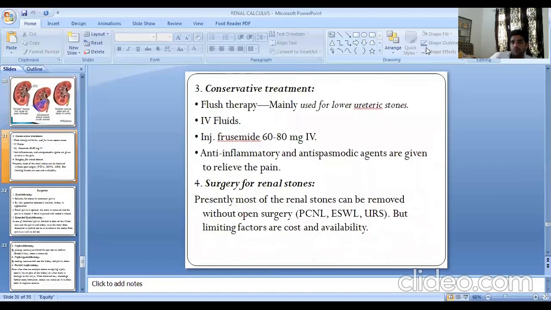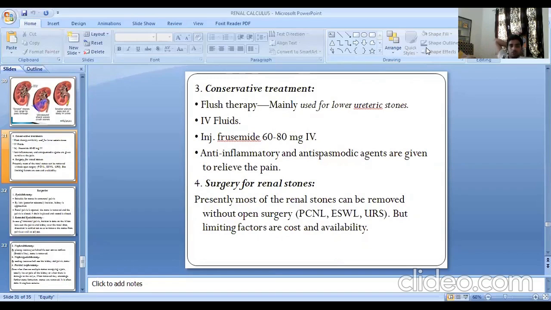Conservative treatment. Flush therapy mainly used for lower ureteric stones. IV fluid injection, furosemide 60 to 80 mg. Anti-inflammatory and antispasmodic agents are given to relieve the pain.